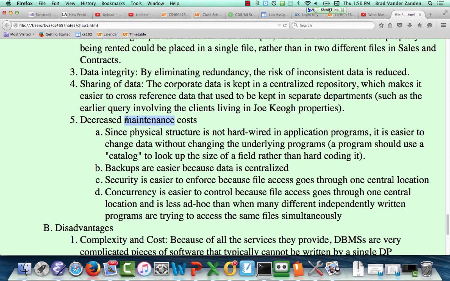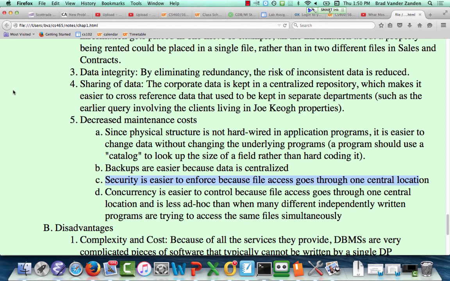At any rate, since the physical structure is not hardwired in the application programs, like you don't have each program saying the size of the name field is 20 characters, it's a lot easier to change the size of a field. You typically keep that information in just one place. Backups are easier because the data is centralized. Security is easier to enforce because file access goes through one central location.